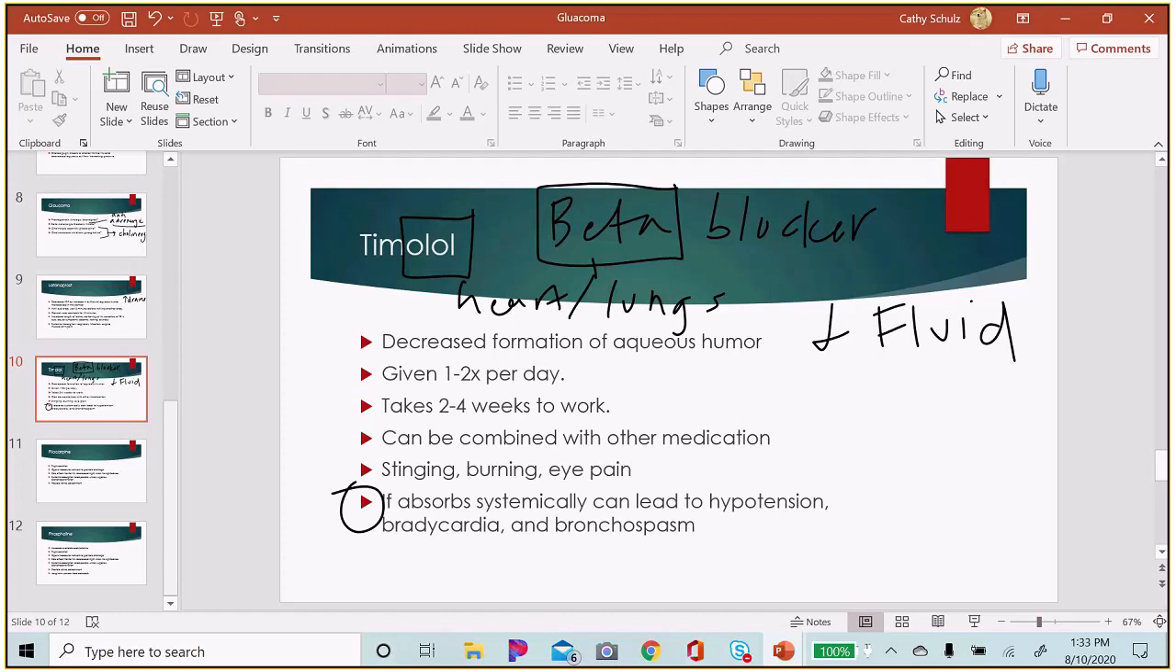If we block those receptors, we can decrease blood pressure because we decrease heart rate, which means there's less volume that goes into the vessels. We decrease cardiac output, so we decrease blood pressure. And bronchospasm is because when beta receptors are activated in the lungs, the tubes open. If they are blocked, the tubes constrict, and that's what causes the bronchospasm or coughing that the patient might feel.